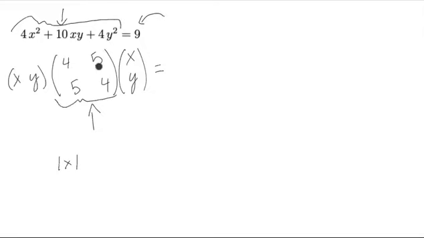You can check that out. The only way we can get an x squared term is from this position, and a y squared term from that position. Then here you get two things, an xy and a yx. Let's just do that. This means literally x times the first row, y times the second row. So you get 4x plus 5y, and we get 5x plus 4y.